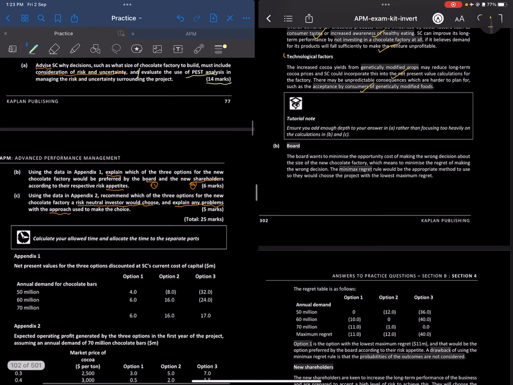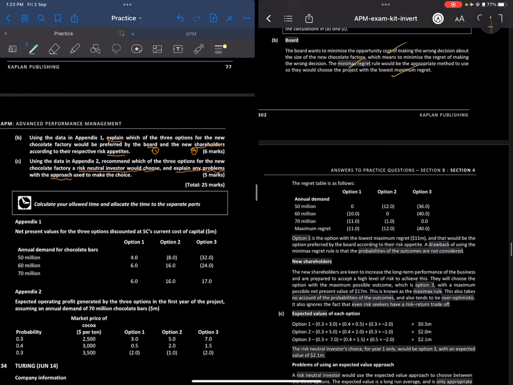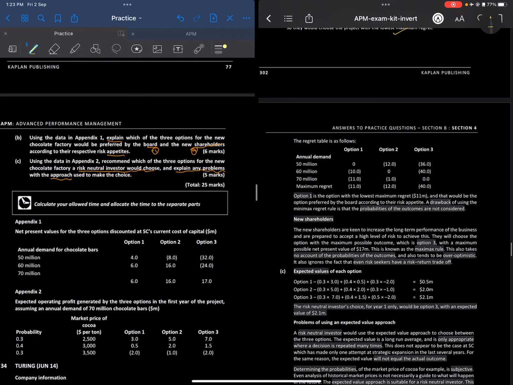For part B, we can estimate the demand, right? The board wants to minimize the opportunity cost of making the wrong decision, so they want minimax regret. That would be the appropriate method to use for that. They would choose the project with the lowest maximum regret. So for that, what can we do? We can create a regret table.